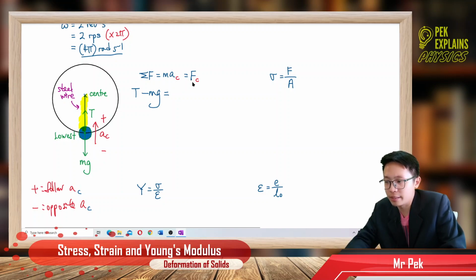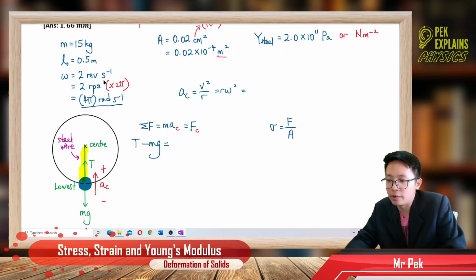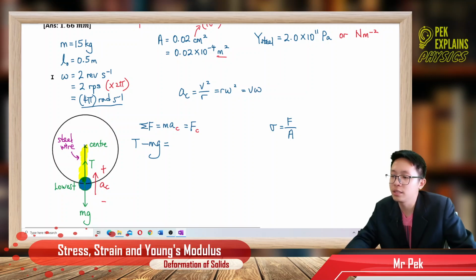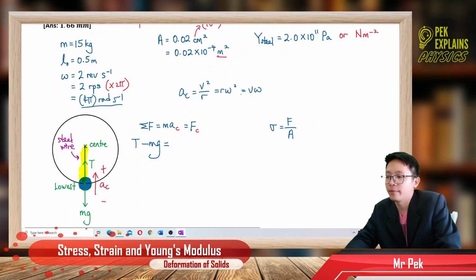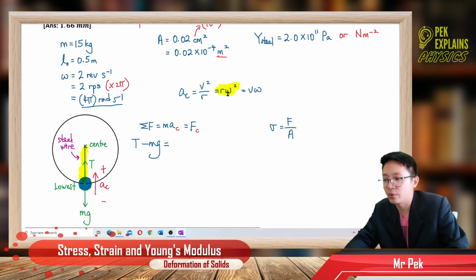T minus mg equals m a c, and then remember our a c for circular motion we can change, because we have omega here, isn't it? Actually, our centripetal acceleration has several formulas: v squared over r, r omega squared, and also v omega. But since we have omega, we don't use the other two. We use r omega squared. We don't have v, we have omega, so a c can be substituted with r omega squared.